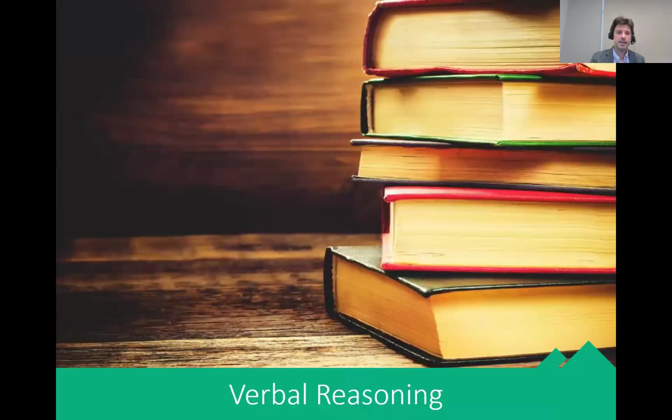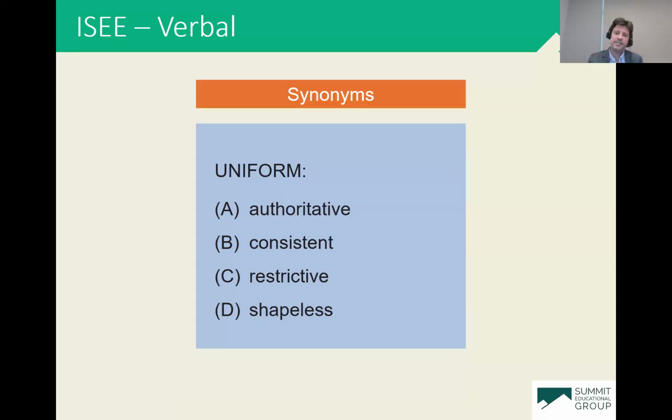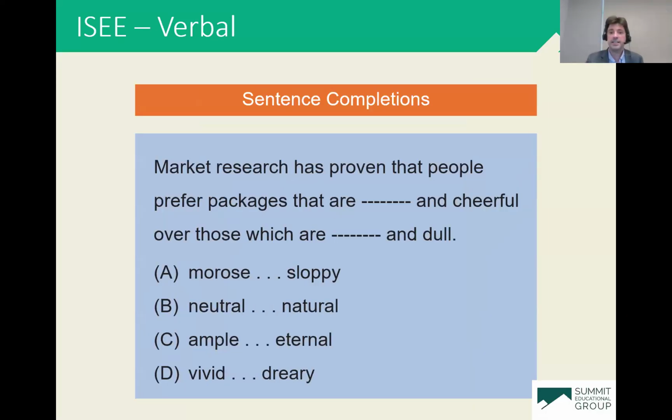All right, verbal reasoning, very similar to what we saw in the SSAT. In terms of the timing, it's 40 questions and 20 minutes. Lower levels are a little bit shorter, with fewer questions, but the same amount of time there. And we saw this on the SSAT. They're going to get synonyms. They're also going to get sentence completions. So no analogies on the ISEE.